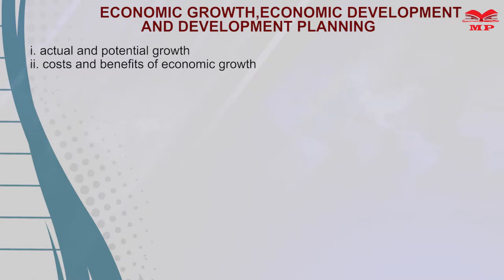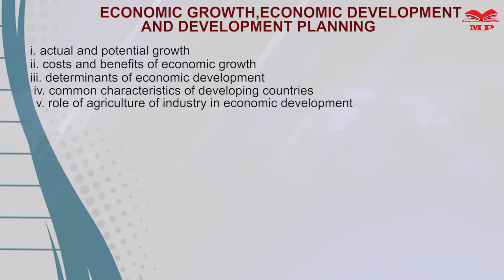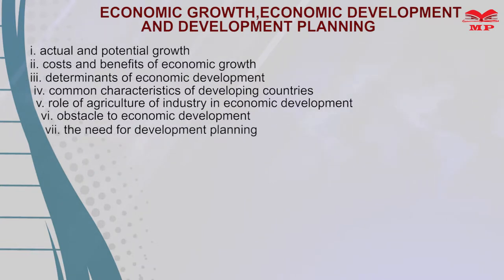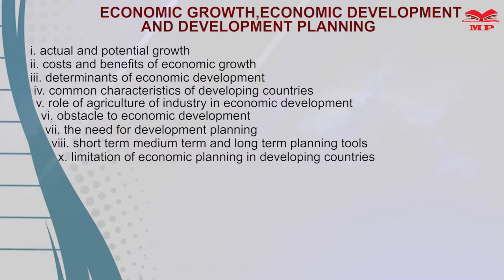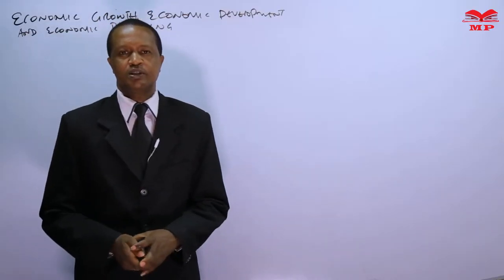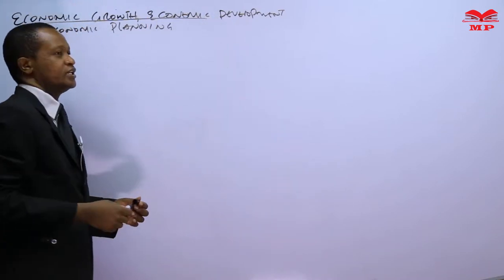the benefits and costs of economic growth, determinants of economic development, common characteristics of developing countries, the role of agriculture and industry in economic development, obstacles to economic development, the need for development planning, short-term, medium-term, and long-term planning tools, and lastly, limitations of planning in developing countries. So that is a brief adumbration of the chapter. But we will begin with our discussion on economic growth and economic development.